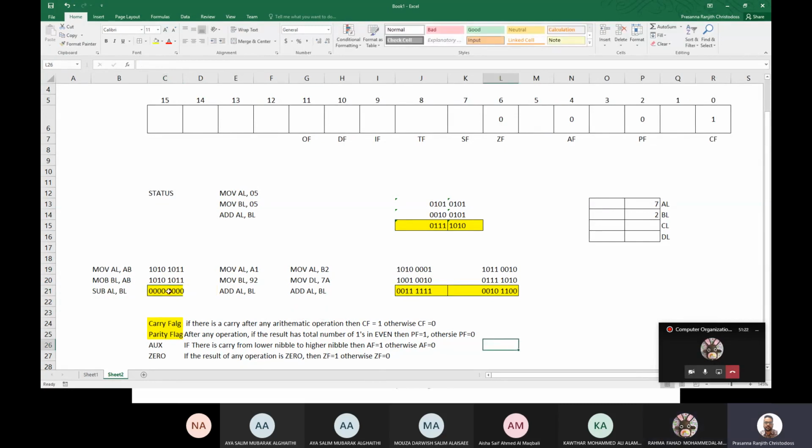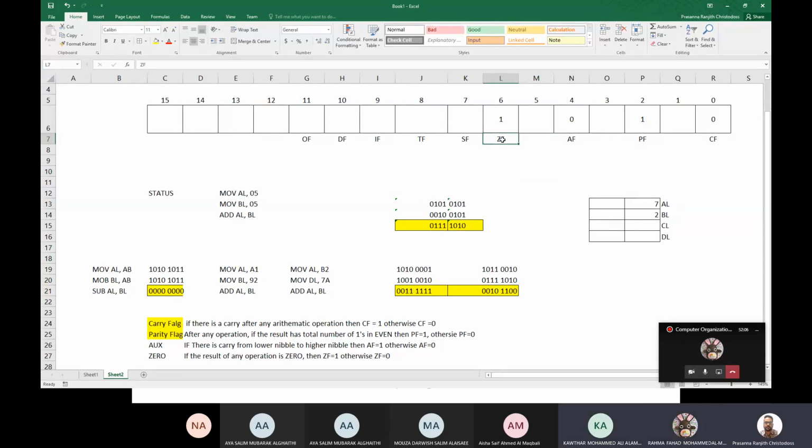So in this example, tell me what are the carry flag and all these flags? What will be the carry flag? 0. Parity? 0 is an even number or odd number? Even, 1. 0 is an even number, right? Then auxiliary, 0. Zero flag? 1. Very good. Zero flag will be 1. Do you understand?